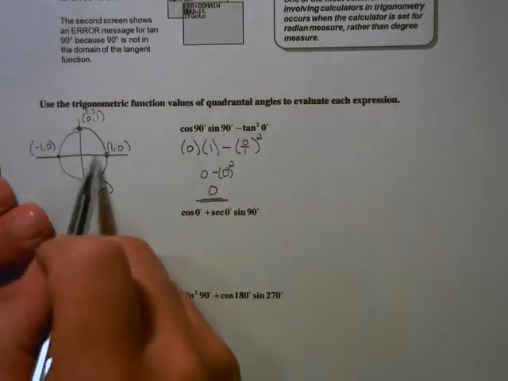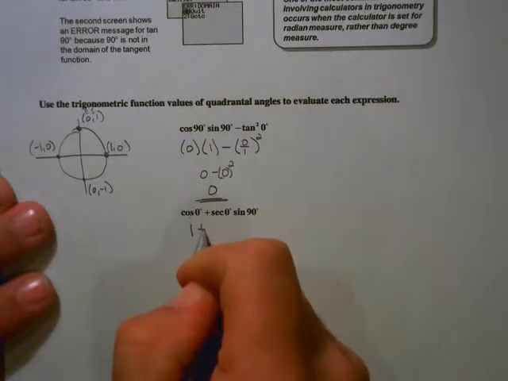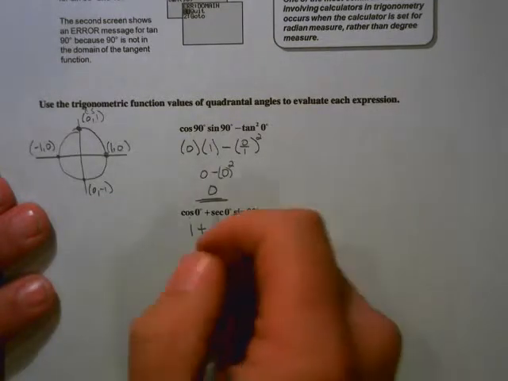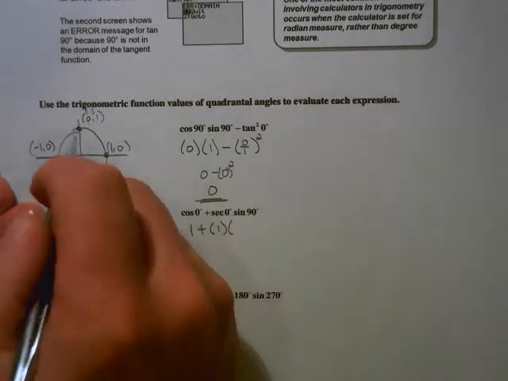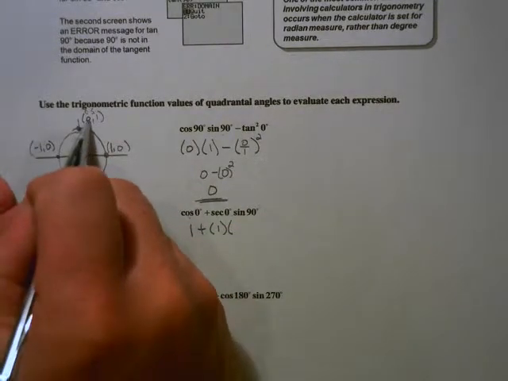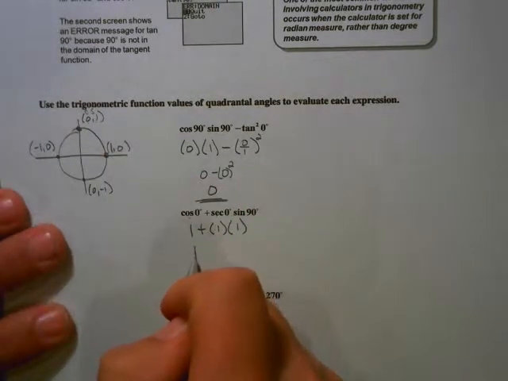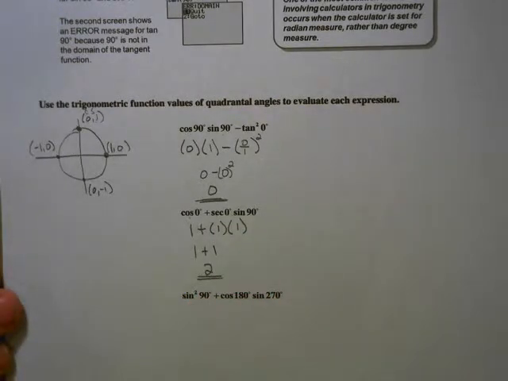Now I'm at 0. Here's my cosine, which is 1, plus secant of 0. Well, that's the reciprocal of cosine, so that's 1. The sine of 90, so I'm going to 90, cosine, sine, sine of 90 is 1. So we get 1 plus 1, which is 2.